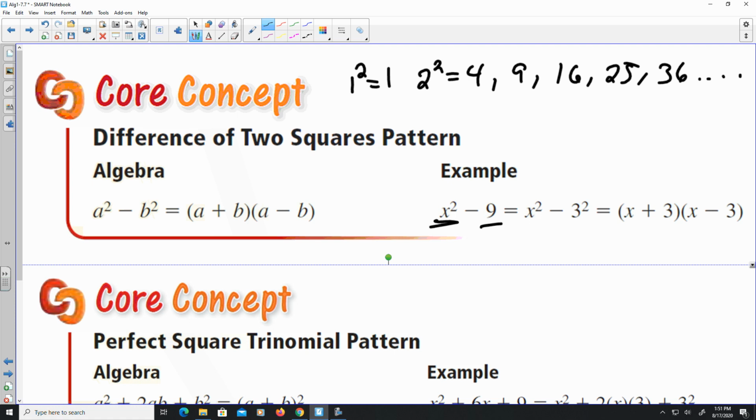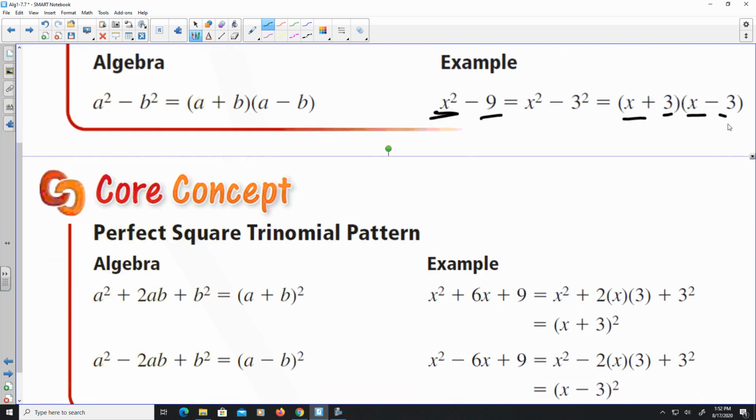So the example they gave here is x squared minus 9. So x squared, is that a perfect square? Yes, because you have x times x. If you took the square root of x squared, it would be x. So that's why you can write x and x there. And the square root of 9 is 3. So you can put 3 and 3, and you know that they're going to be different signs in the two sets of binomials.